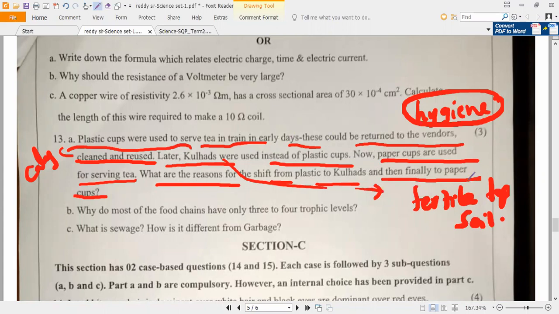Next. Why are we finally shifting to paper cups? Because they are biodegradable and hygienic, sir. Biodegradable, and they can easily be eaten up by microorganisms. So within a short period of time, they will mix with the soil. Yes or no, Kavya? That is the answer. That is why I told you this chapter is precise, because everything is easy. Unless you have the idea, you cannot answer anything.